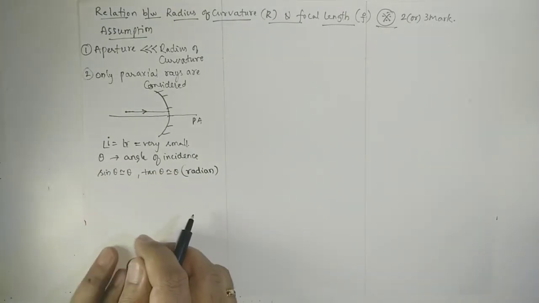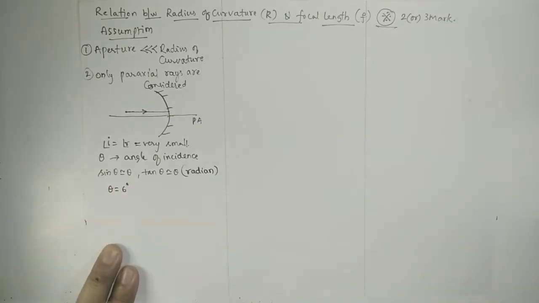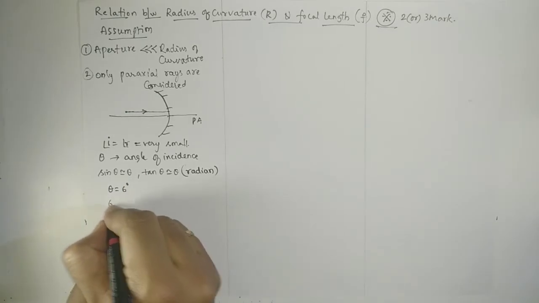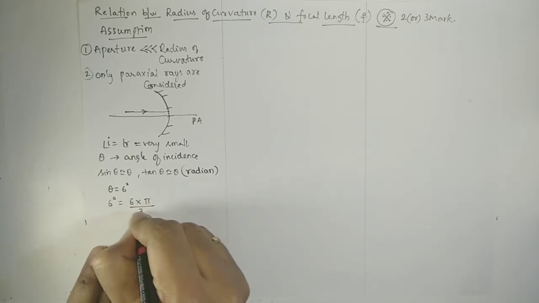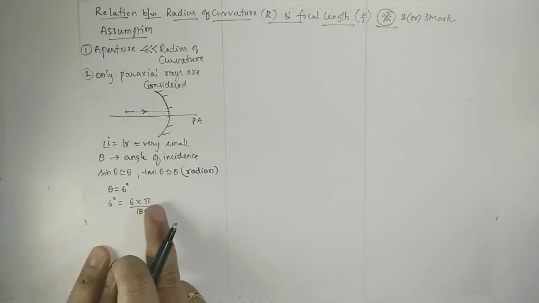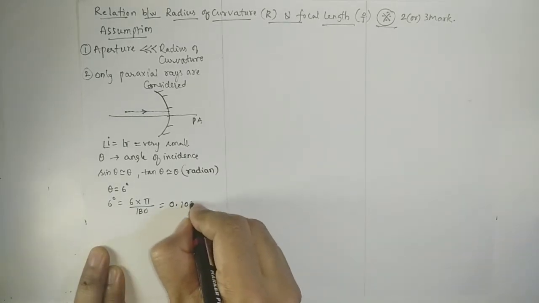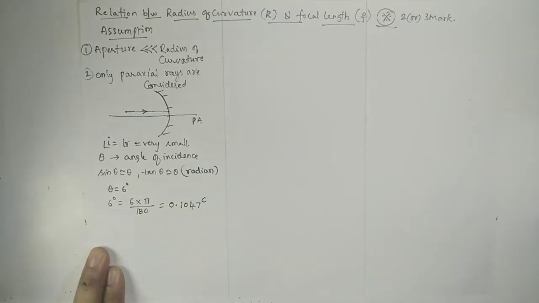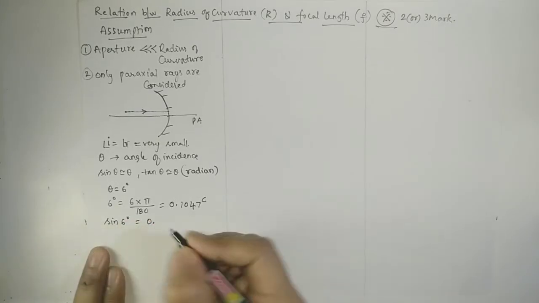Let us realize this with a simple example. Suppose we consider theta to be equal to 6 degrees. That means we have a ray of light incident at an angle of 6 degrees on the given mirror. To find the value of 6 degrees in radian measure, we multiply by pi and divide by 180. That is 6 into 3.14 divided by 180, which comes out to be around 0.1047 radian.